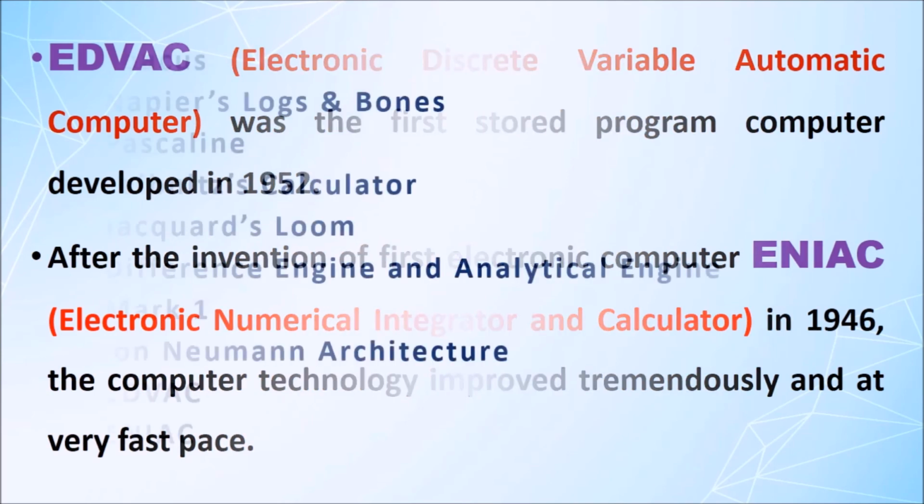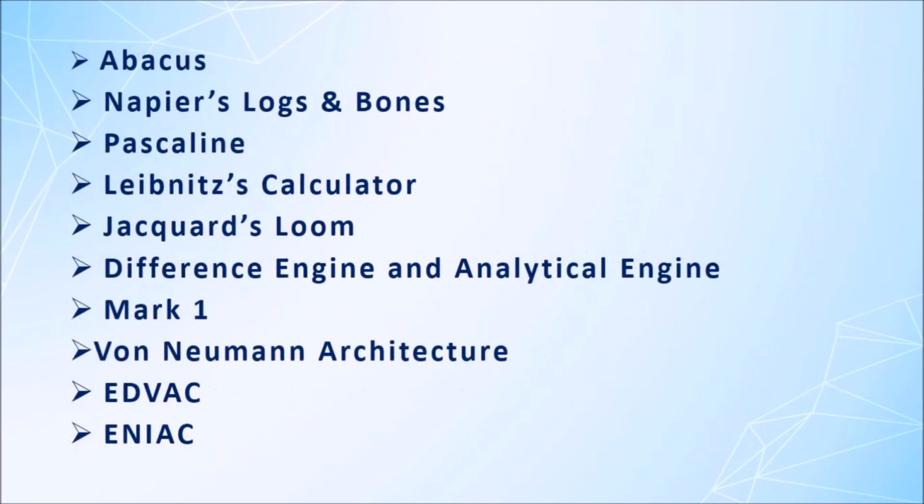So this is what we have learned today. So many devices. We have gone through the abacus, Napier bones and logs, and Pascaline, which was invented by Blaise Pascal. Then we went through the Leibniz calculator, Jacquard loom, the difference engine and analytical engine invented by Charles Babbage, Mark I, von Neumann architecture, then EDVAC and ENIAC.